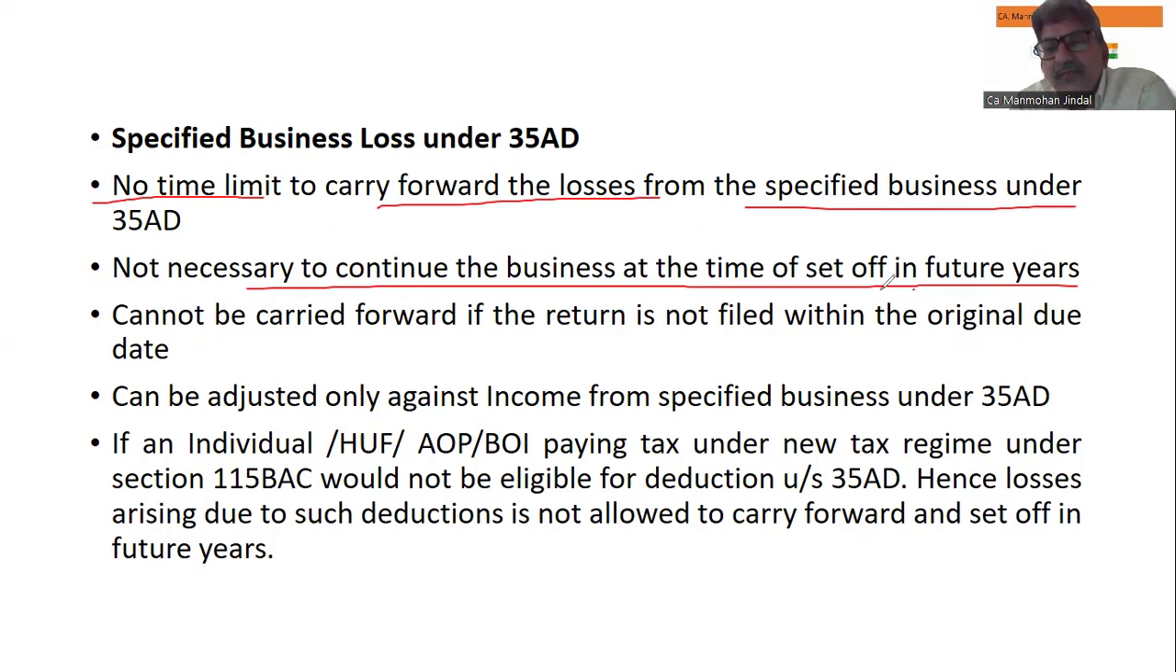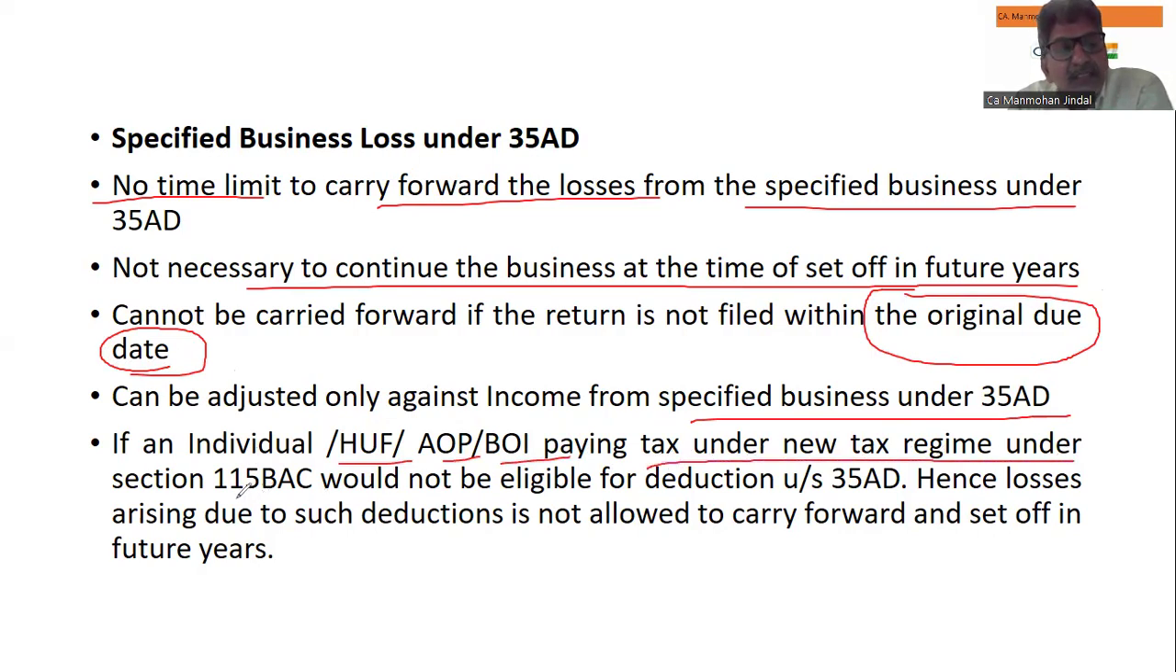तो यहाँ पर एक क्रक्स फंस गया है. यदि ओरिजिनल ड्यू डेट के भीतर उसने रिटर्न नहीं भरी है तो उसके लॉसेस कैरी फॉरवर्ड नहीं हो सकते. It can be adjusted only against the income from the specified business under 35AD, and if an individual, HUF, AOP, BOI pays tax under the new tax regime under section 115BAC, it would not be eligible for deduction under section 35AD. Hence, losses arising due to such deduction are not allowed to be carried forward and set off in the future years.